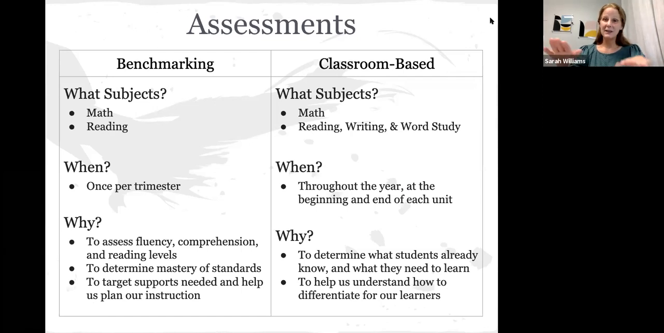There are many types of assessments, but the two I'm going to talk about are benchmarking and classroom-based. Benchmarking assessments are assessments that are normed, often nationwide normed. We're going to do benchmarking assessments in math and reading once a trimester. The goals really are for us to figure out where the children are now, what supports or enrichment they might need in order to move them along the learning continuum.